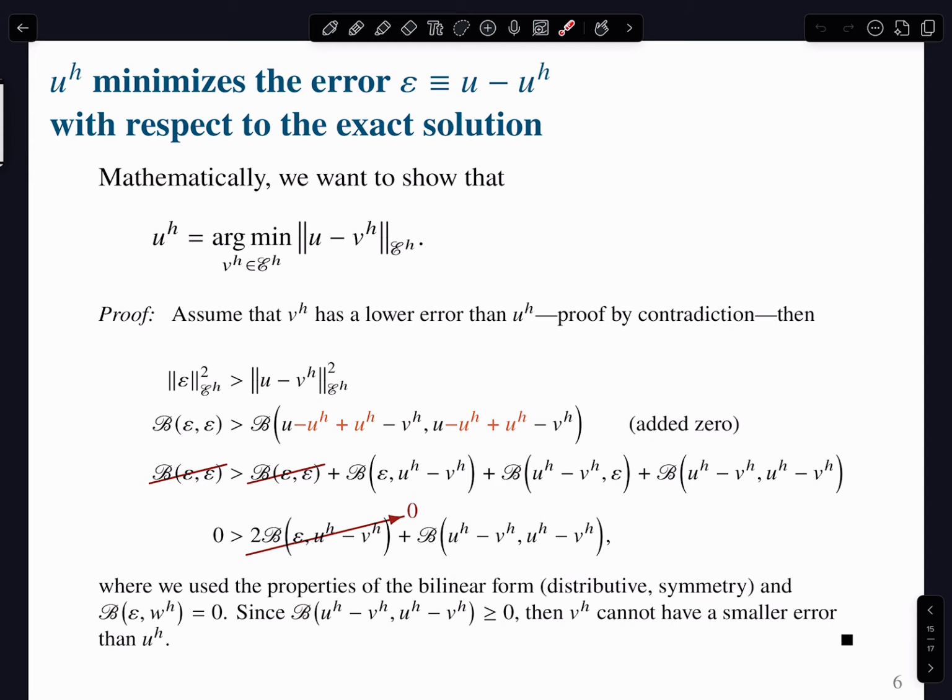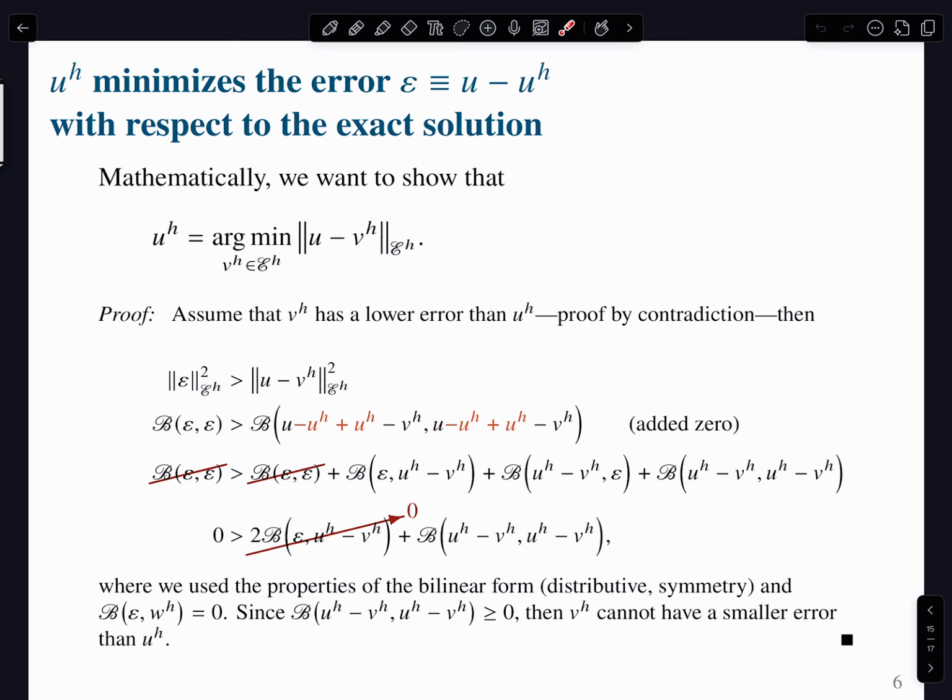So then when you plug these things into the error square, you can write it. Of course, the error now is going to be U minus VH, right? That's going to have a higher error. And then when you do the proof, you basically add 0 here, you get rid of some terms. But then in the end of this proof, you get 0 is greater than something that looks like this.